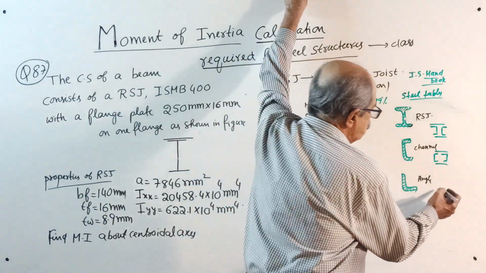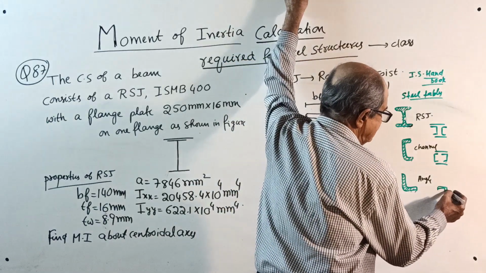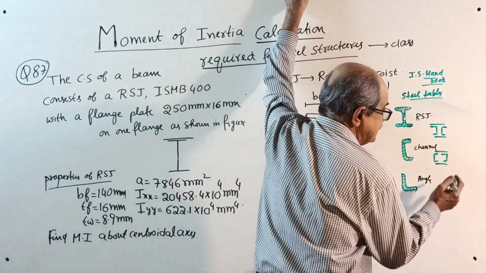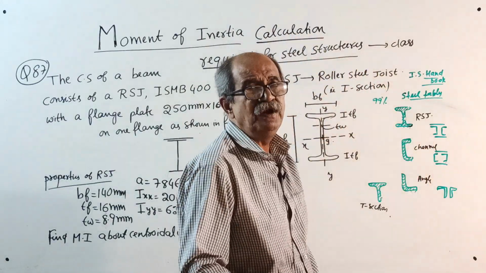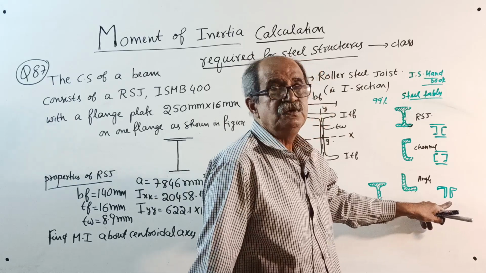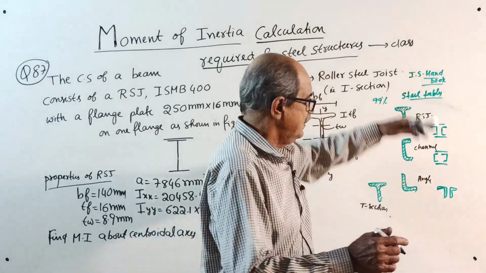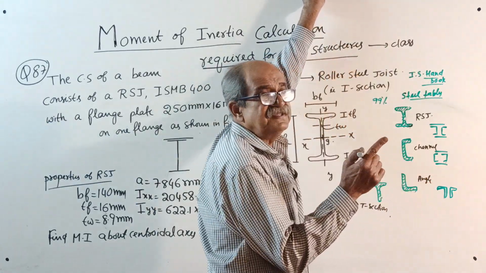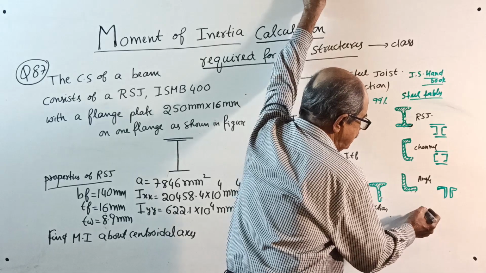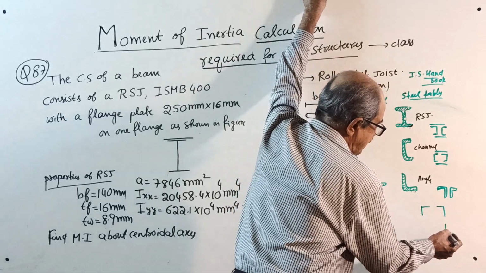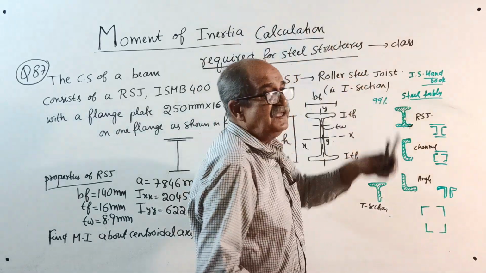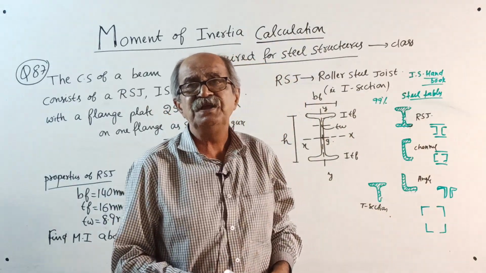Then two angles placed side by side. See, this way. In between, a gusset plate will be there. Don't bother, for you it is a gap. Two angles placed this way. Sometimes, see, this is used for roof trusses. Sometimes for columns, four angles, see, this way, at the four corners. These are all very popular for steel structures.